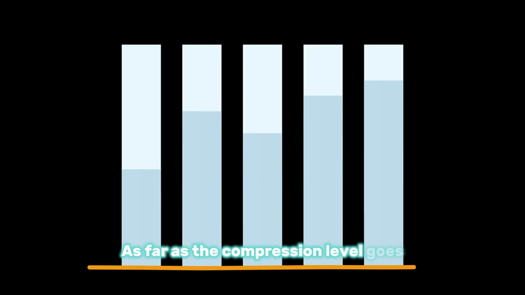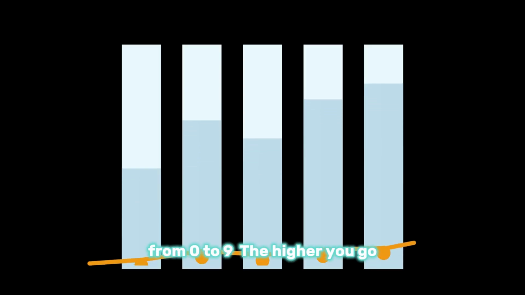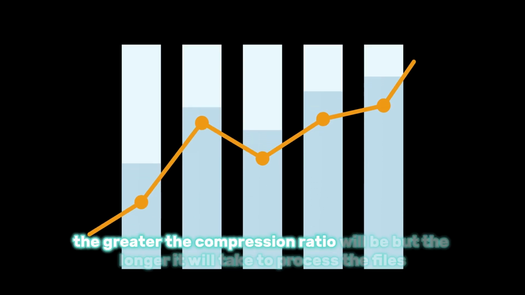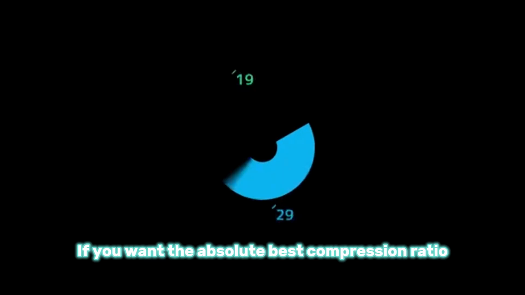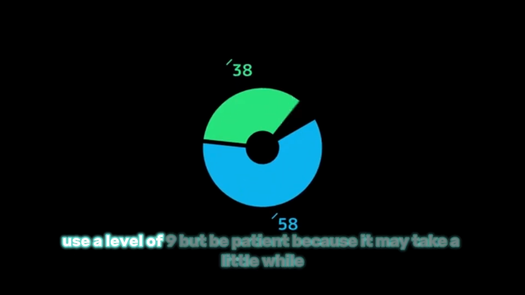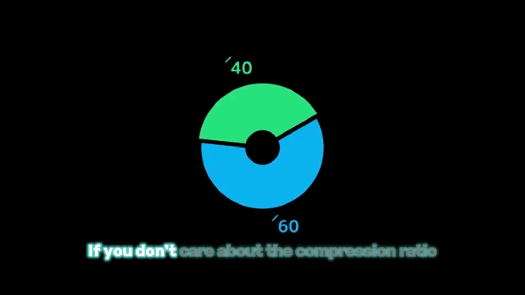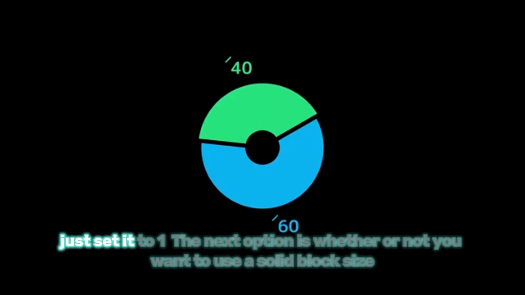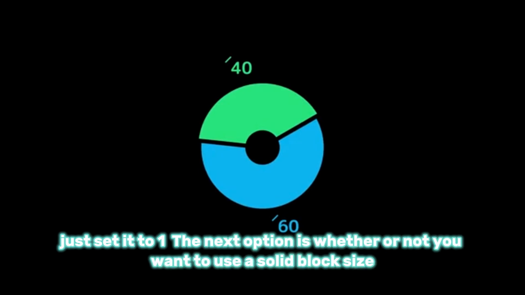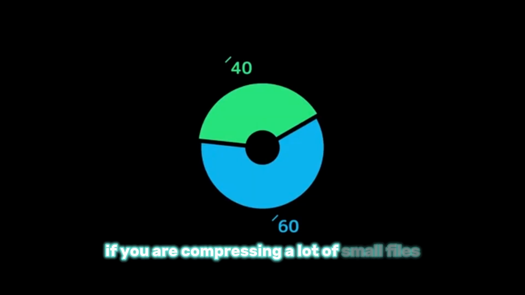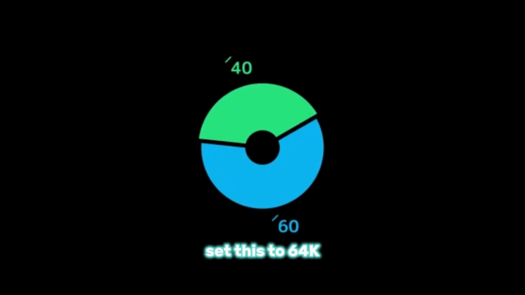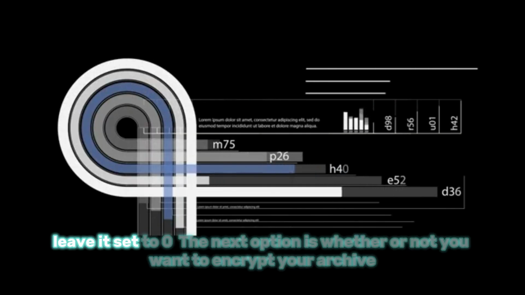As far as the compression level goes, there are 5 different levels ranging from 0 to 9. The higher you go, the greater the compression ratio will be, but the longer it will take to process the files. If you want the absolute best compression ratio, use a level of 9. But be patient, because it may take a little while. If you don't care about the compression ratio, just set it to 1. The next option is whether or not you want to use a solid block size. Basically, if you're compressing a lot of small files, set this to 64K. Otherwise, leave it set to 0.